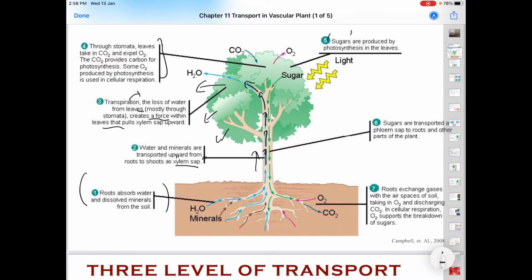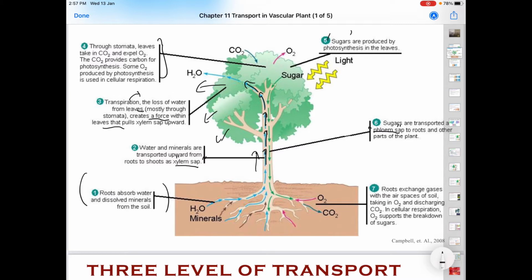And then the sugars, which are produced from the photosynthesis, are concentrated in the leaf. The sugars are then transported via the phloem in the form of phloem sap to the roots and other parts of the plant. Normally, the part of the plant that needs the phloem sap is the developing part, like fruits, and other parts that need the nutrients.